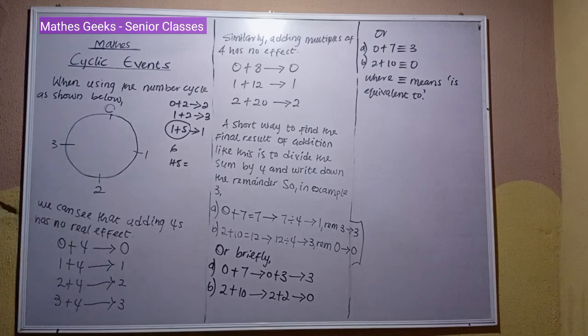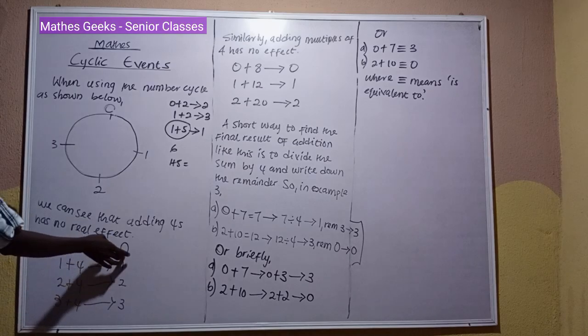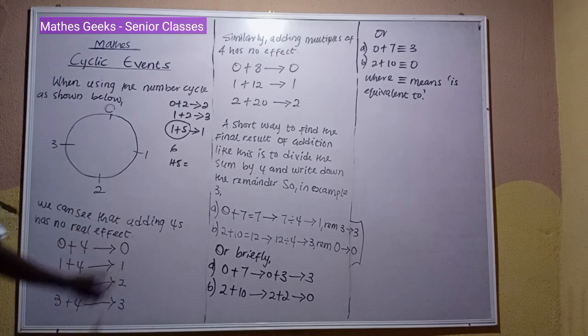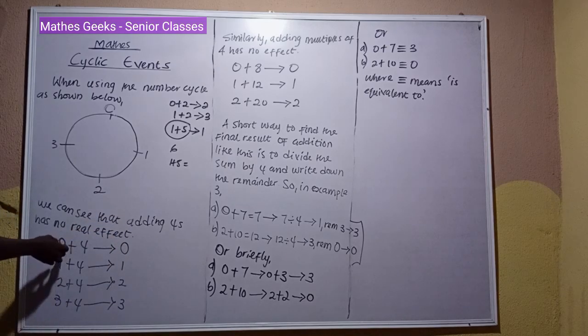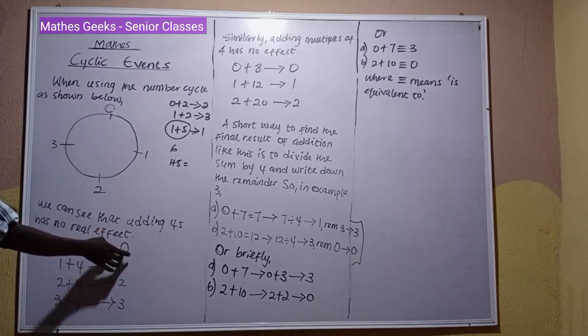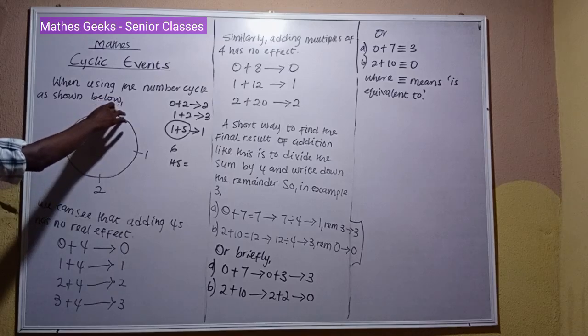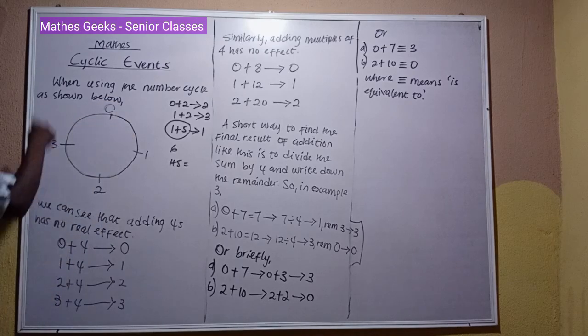has no real effect. 0 plus 4 is equal to 0, or implies that the answer is 0. Now, 0 plus 4 is 0. What does it mean? It seems like if it's addition, this is not correct, but if it's modular arithmetic, this is correct. And this is what we mean. 0 here from the number circle means start from 0, and therefore plus means move forward.